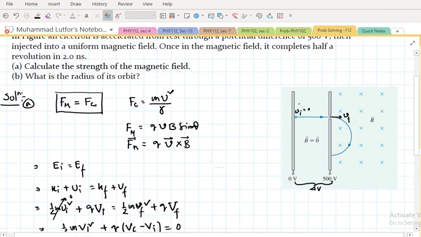Fine. Now I'm choosing the reference axes here. This is my x direction, this is my y direction, and out of the screen is the positive k direction.